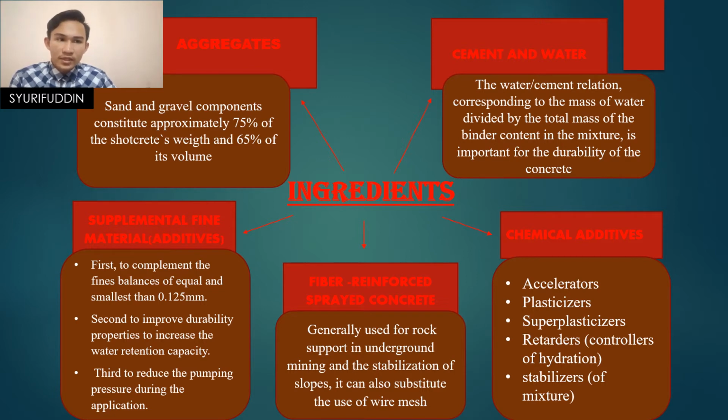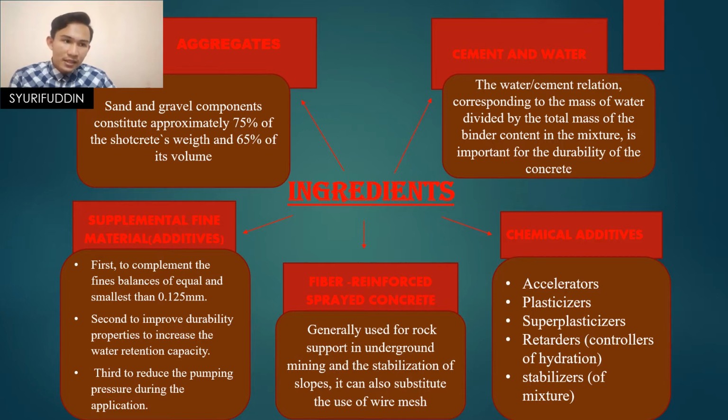Number 5 is chemical additives. One of the chemical additives is accelerators. Accelerators speed up the hardening of the mix and the development of early strength. In contrast to the other additives, accelerators are added to the mixture immediately before the application.